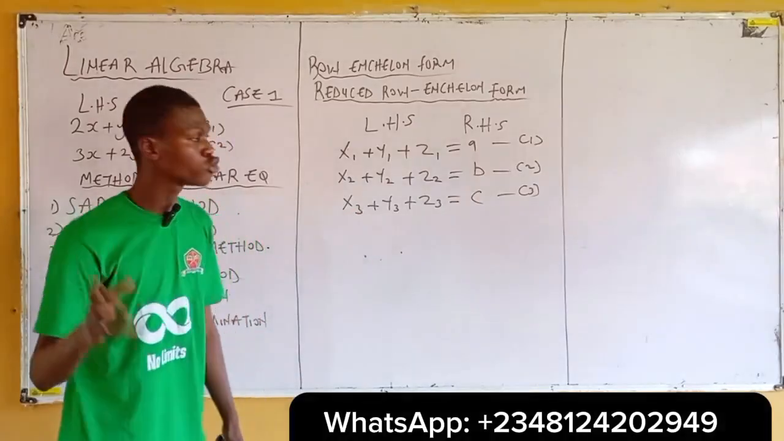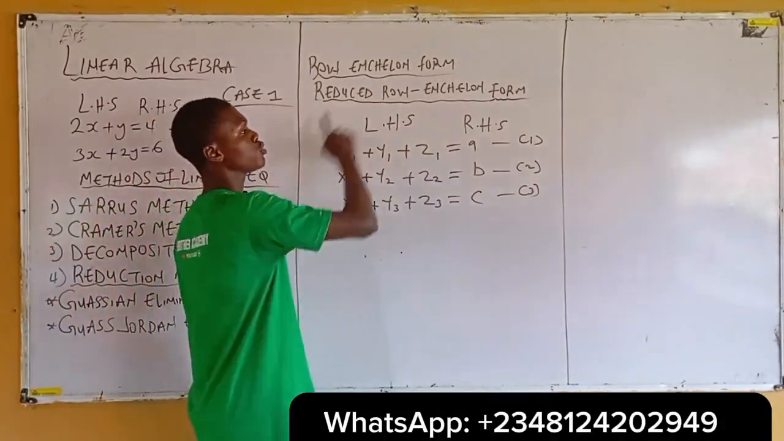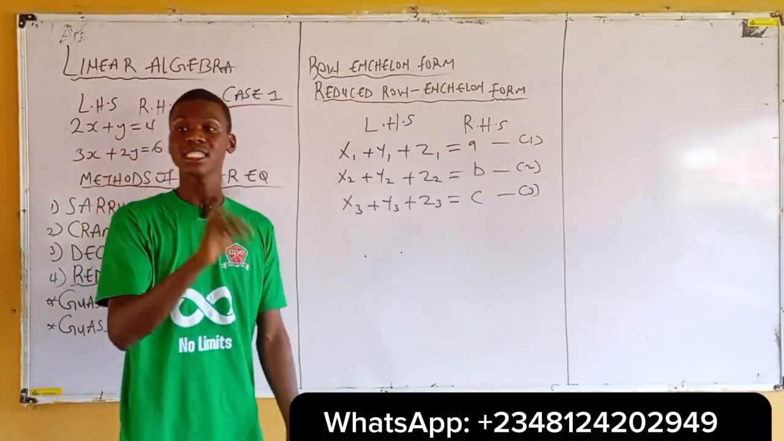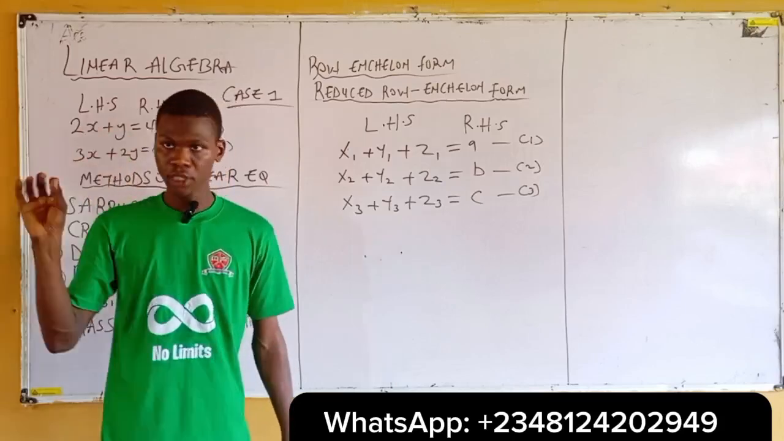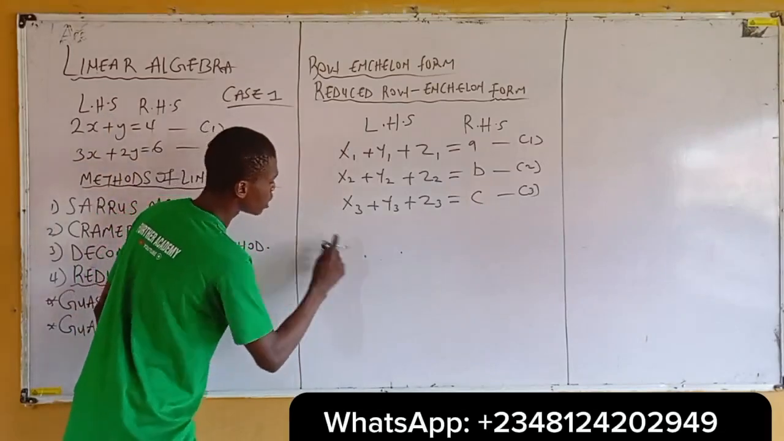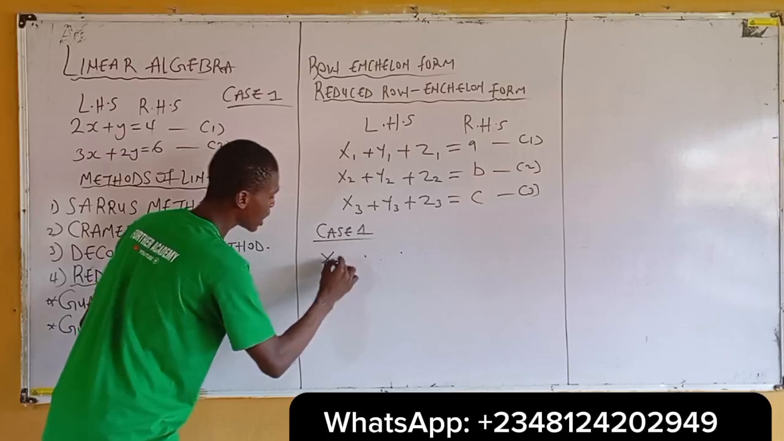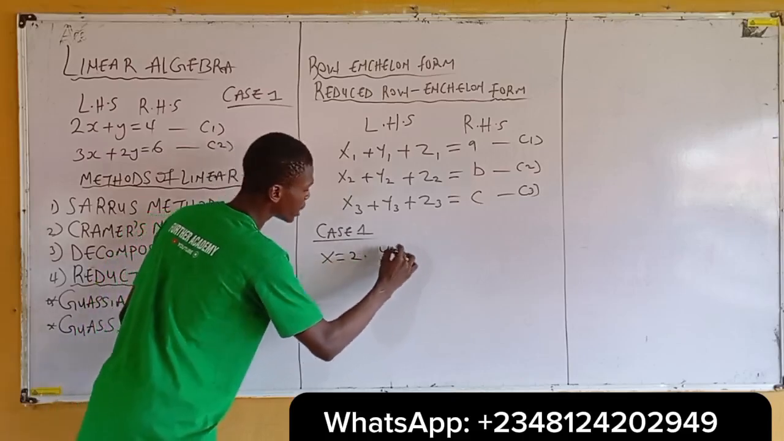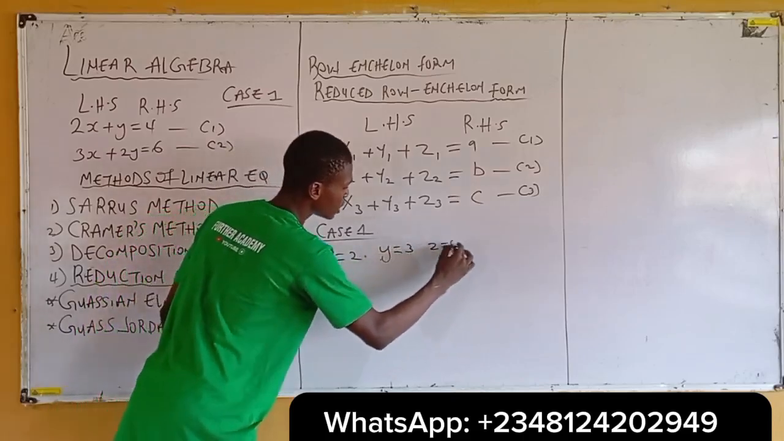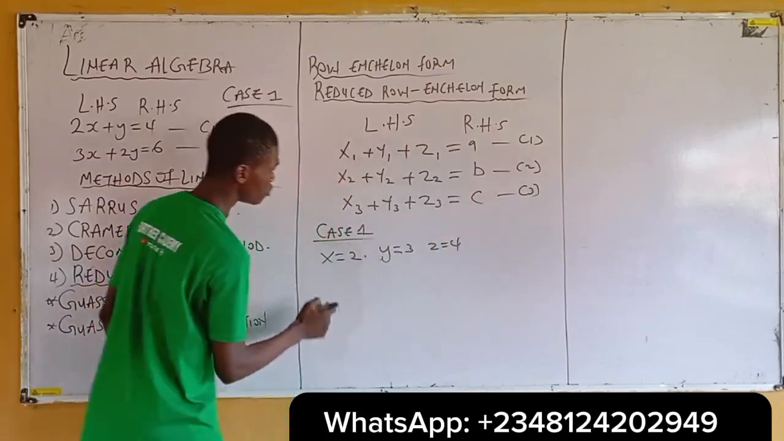So by unique solution, it is telling us that for the left hand side to be equal to the right hand side, x, y, and z only have a unique value. So let's say, consider this as case 1: when x equals 2, y equals 3, and z equals 4. This is the first set of values of your unknown variables for this equation.